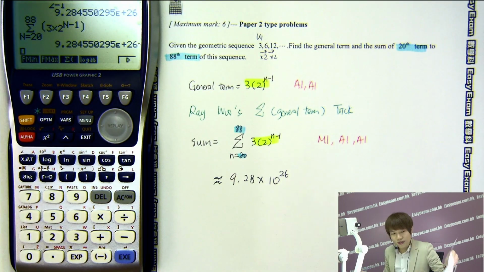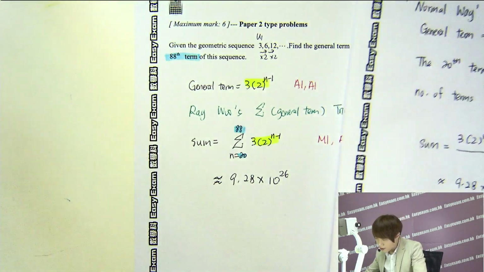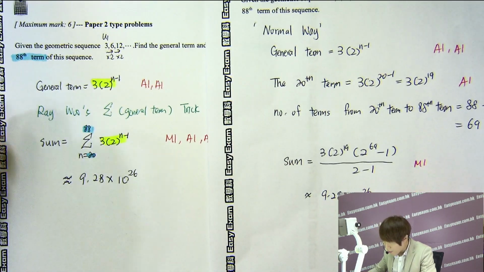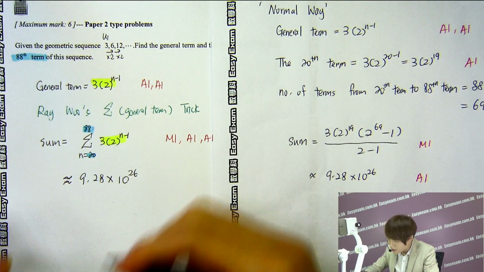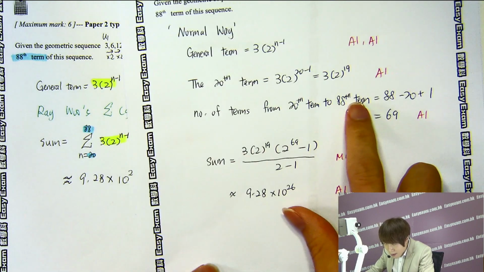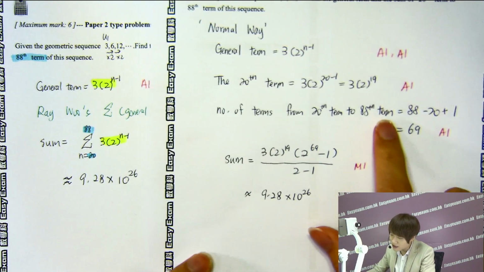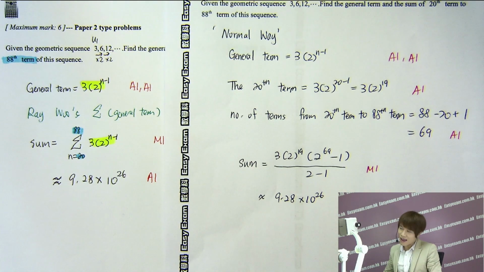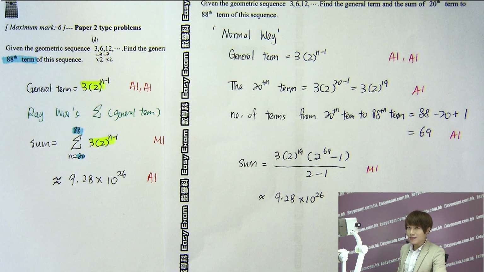Now you can see you got the same answer as the normal way. But if you use my magical trick, you can skip the deadly trap of finding the number of terms, and just calculate it without any thinking. So that's all for this video, and I will see you in the next one.